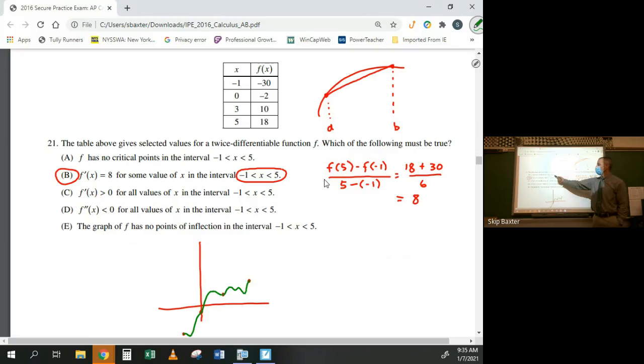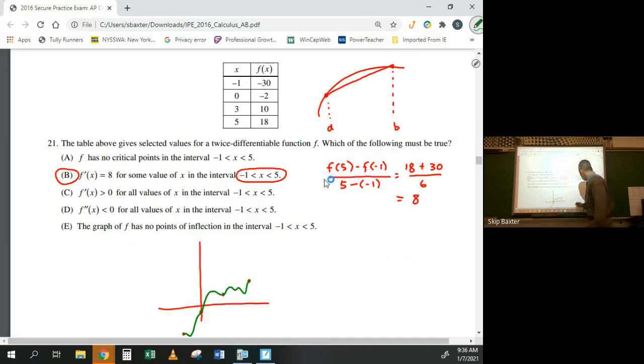So we don't necessarily know that it has no critical points. We don't necessarily know that the derivative is positive everywhere. Look at my green picture. We don't necessarily know that it's concave down the whole way. This one isn't, and this one also has points of inflection. So this is a counterexample for all the other choices. Does everybody understand that? But this one still fits with the mean value theorem.